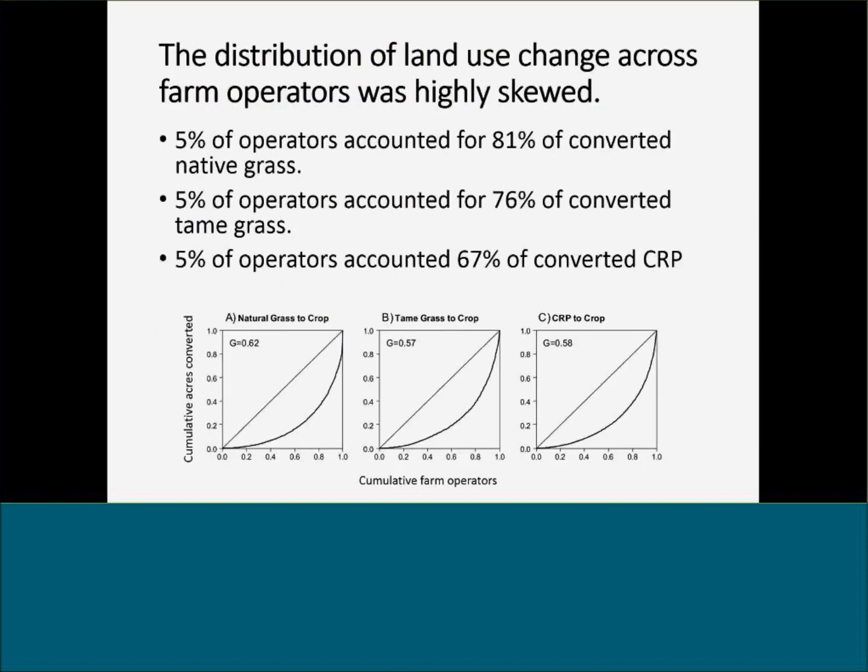Now, this is what I thought was one of the more interesting results, although it's one of the things you look back on and it's fairly logical. But we found that the distribution of land use change across farm operators was highly skewed. As I showed you in the table just a couple of slides ago, the majority of farm operators are not converting any grassland to cropland.